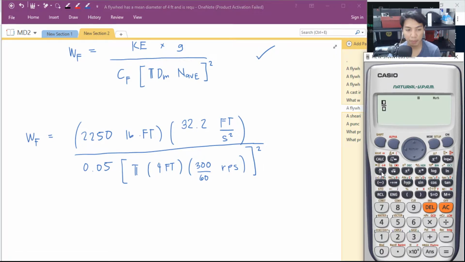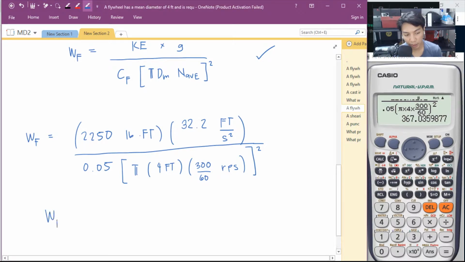So, we'll now calculate 2250 times 32.2 or 32.174. Pwede na rin yun. Divided by 0.05 multiplied to pi times 4 times 300 divided by 60. Square natin ang buo. The answer is 367 point, weight of the flywheel. The total weight yan is 367.036 pounds. Yan pa lang yung weight ng flywheel.